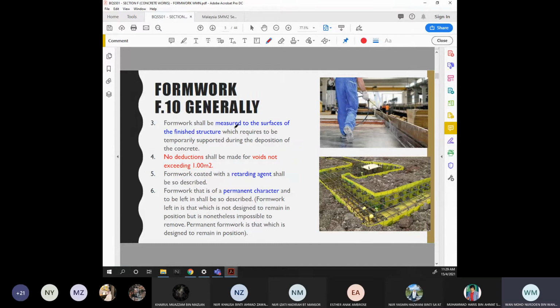Number 3, formwork shall be measured to the surface of finished structure. To the surface of the finished structure. Maksudnya kawasan yang terdedah ataupun kawasan yang in contact with the finished structure lah. Sebab of course, bila kita buat formwork, kita tak buat ngam-ngam. Katakanlah kita nak buat konkrit besar ni, formwork kita mestilah kita akan buat lebih. So kita tak kira this length. We only measure up to this length lah, ataupun this size lah. Okay, this size.